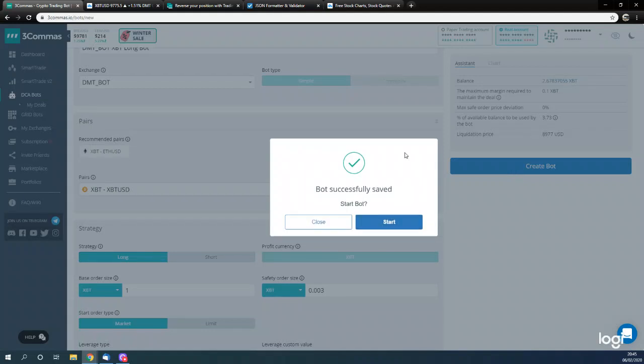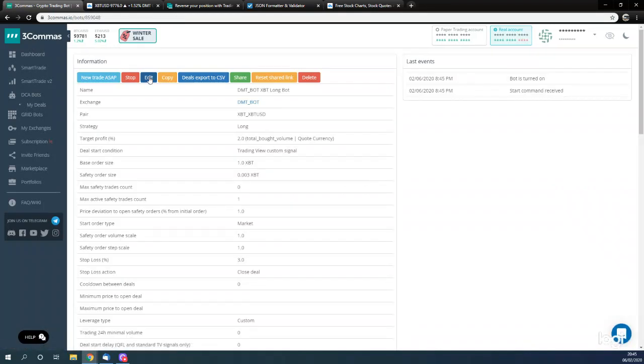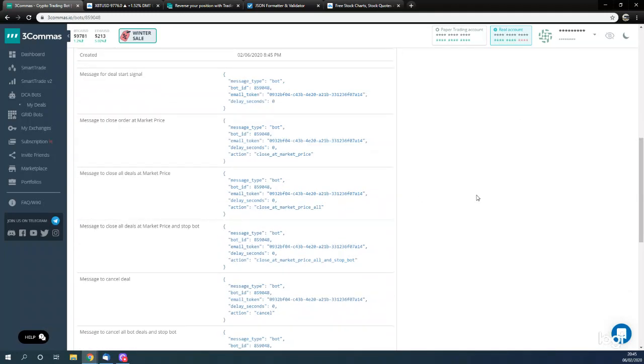Right, so the bot is successfully saved. I mean, we can click start if we want, because it's not going to receive any signals, but we can click start. Bot is turned on. And then we need to actually set up TradingView to send some signals over to this bot.